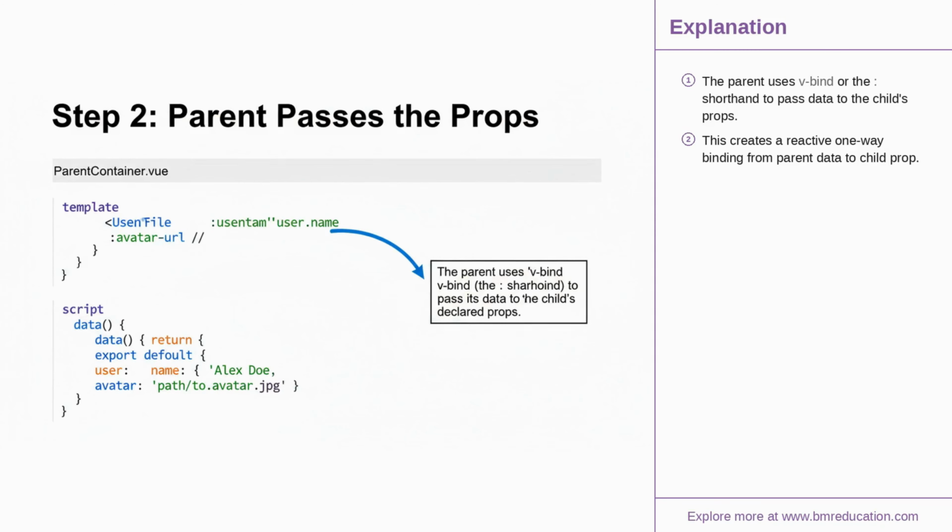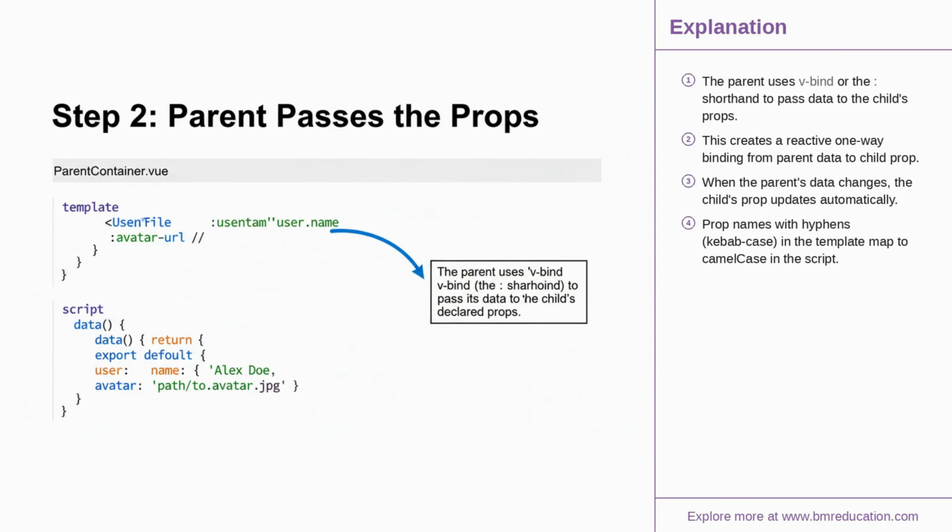With the child ready to receive, the parent can now pass the data. In the parent's template, you use the v-bind directive, or its colon shorthand, to bind the parent's data to the child's prop. For example, current username colon username creates a reactive link. Now, if current username changes in the parent, the username prop in the child will automatically update, triggering a re-render.